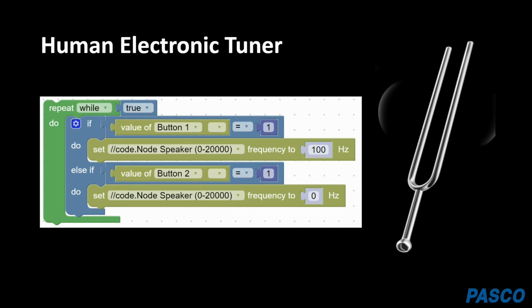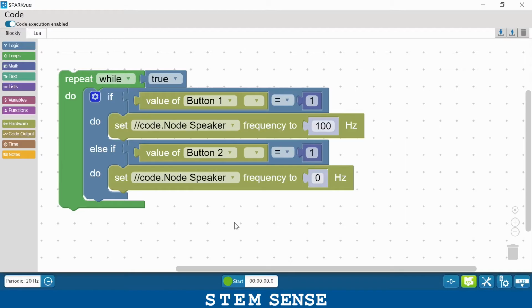So let me take us to SPARKvue. All right, so the program I created is pretty basic. It's just saying when I press button 1, I want the frequency of the speaker, the output, to be at 100 hertz. If I press button 2, it's going to go to 0. So it's kind of like an on and off switch that you're creating.